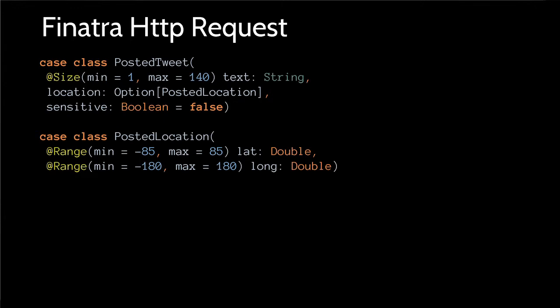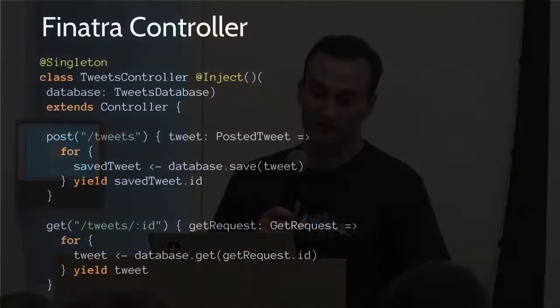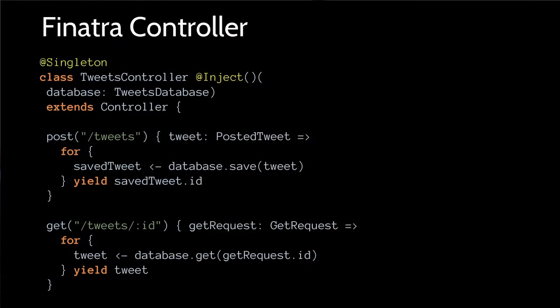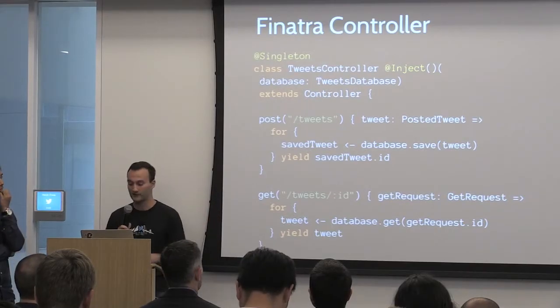OK, so here's what a request would look like in Finatra. To parse some JSON, you use a case class to mirror the JSON. You could see some of these annotations provide validation hints, such as a size. We have a default value for sensitive. For Finatra controllers, you simply extend controller, and then you have methods for all your HTTP, get, post, delete, et cetera. In this case, we have posting a tweet and getting a tweet.